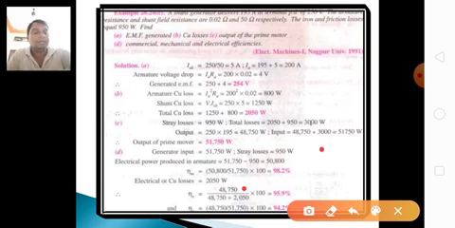We have already discussed this earlier. Mechanical efficiency is output by input, that is the electrical power developed in armature divided by mechanical input. Similarly, electrical efficiency is equal to output power by electrical power generated in armature, that is V into IL by Eg into IL. Substituting this, we get the efficiency. Overall efficiency is total electrical power output by mechanical power input. From this we get the overall efficiency also.